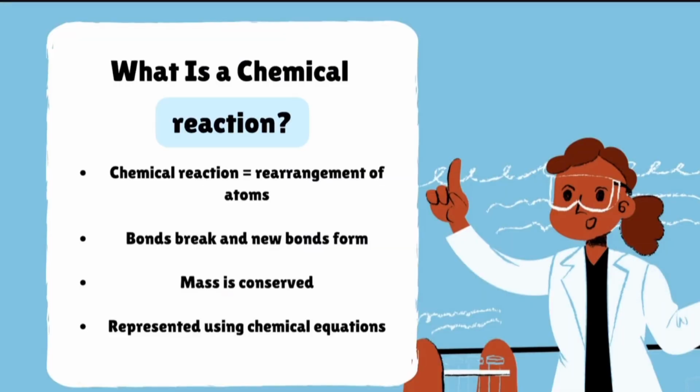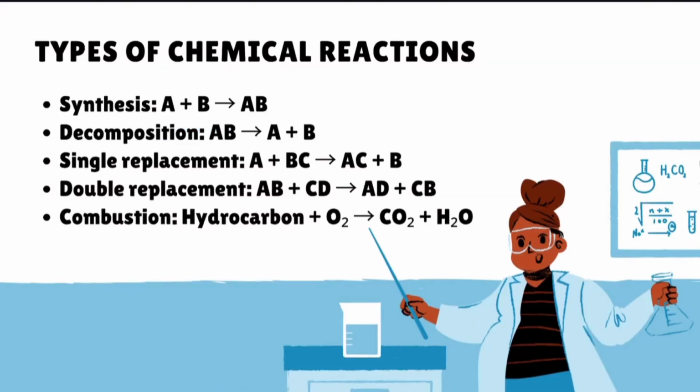What is a chemical reaction? A chemical reaction occurs when atoms are rearranged to form new substances. During this process, chemical bonds break and new bonds form. According to the law of conservation of mass, matter is not created or destroyed. This evidence explains why balanced chemical equations are required to represent reactions accurately.